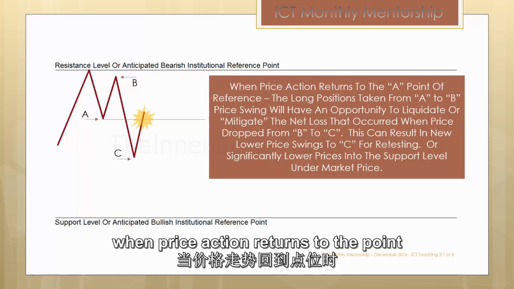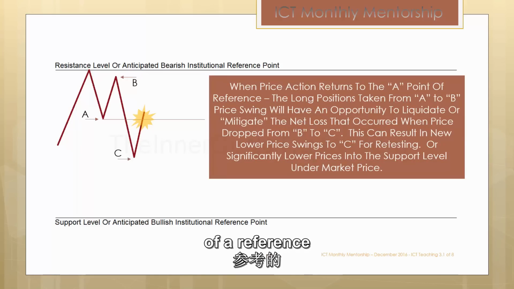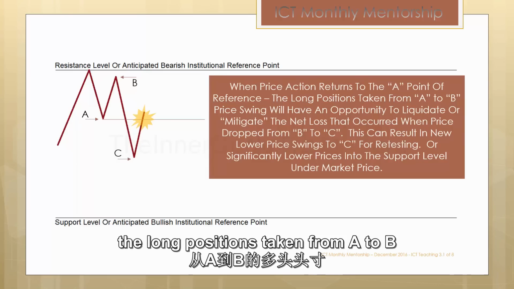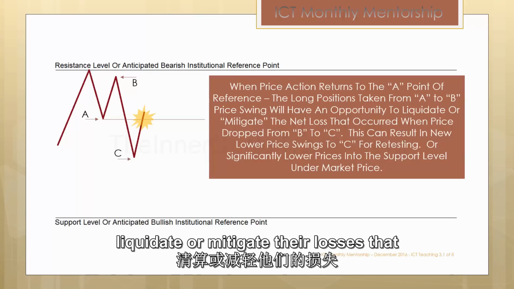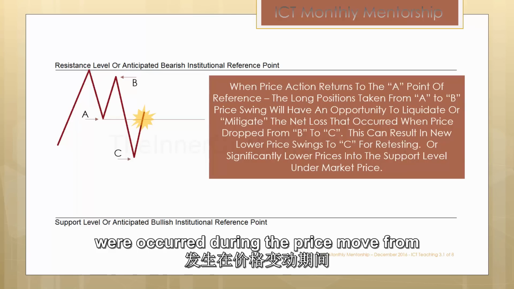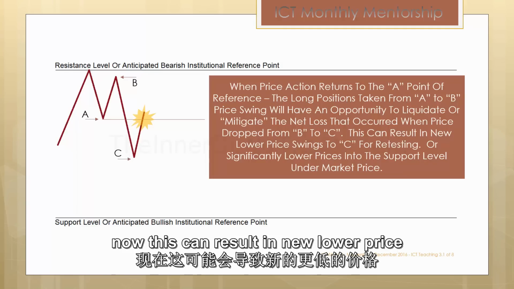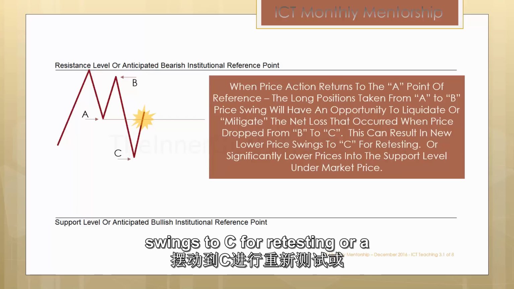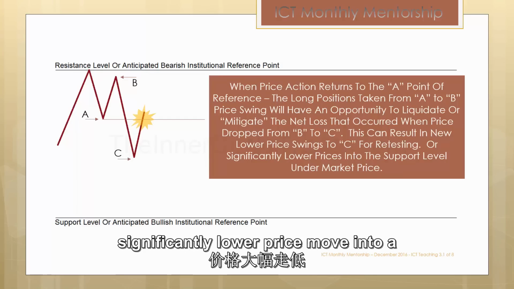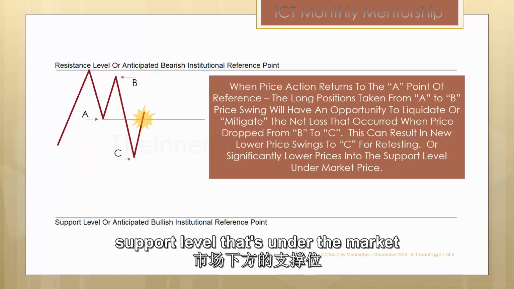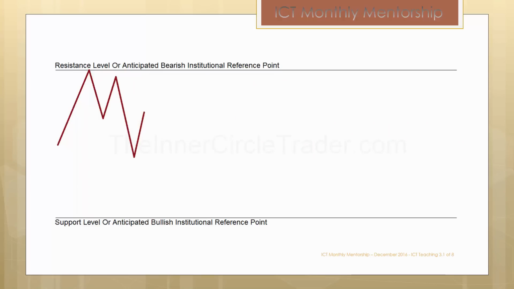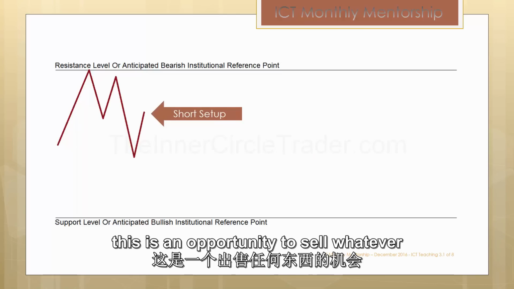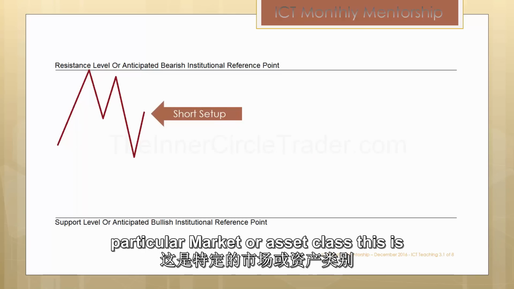When price action returns to the point of A reference, the long positions taken from A to B price swing will have an opportunity to liquidate or mitigate their losses that occurred during the price move from B to C. Now this can result in new lower price swings to C for retesting, or a significantly lower price move into a support level that's under the market price. In short, this is an opportunity to sell whatever particular market or asset class this is.